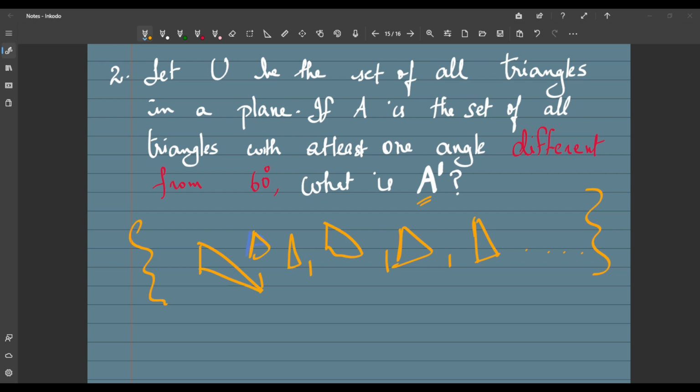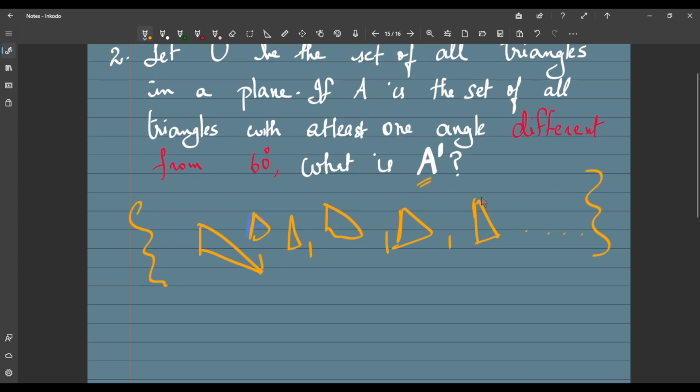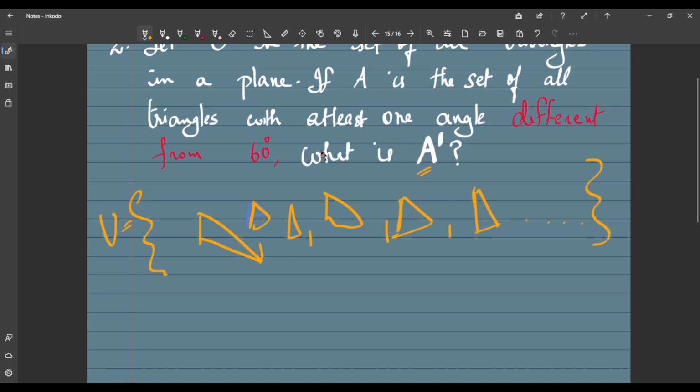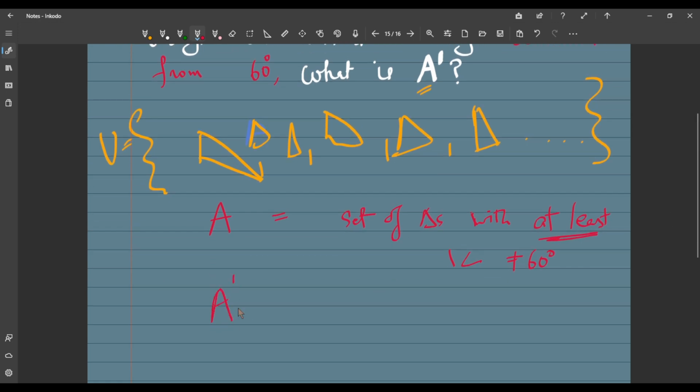So I hope that you have some idea of an approach to the problem. So given that U is the set of all such triangles, I have to find, so I'll also write what A is given. What is A? A is the set of triangles with at least one angle not equal to 60 degree. I'll have to find A complement.